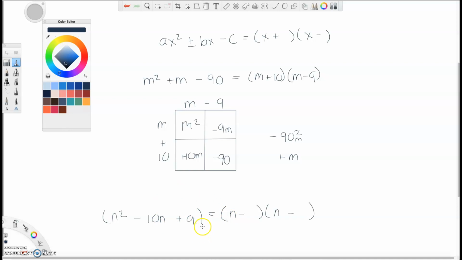All right? So what two numbers multiply to be equal to 9? All right, first thing that comes to my mind when I think of 9, I think of 3 times 3. Negative 3 times negative 3 is going to give me 9. But negative 3 plus negative 3 gives me negative 6, so that doesn't work. So what about 9 times 1? All right, negative 9 times negative 1 gives me positive 9, excuse me. And negative 9 plus negative 1 gives me negative 10. So there we go. So it should be n minus 9 and n minus 1.